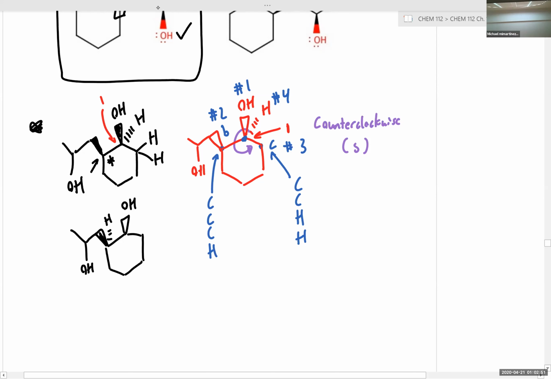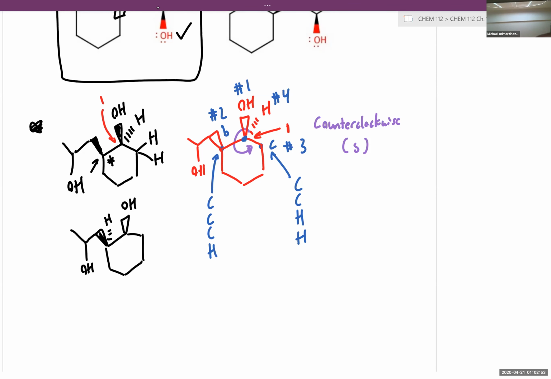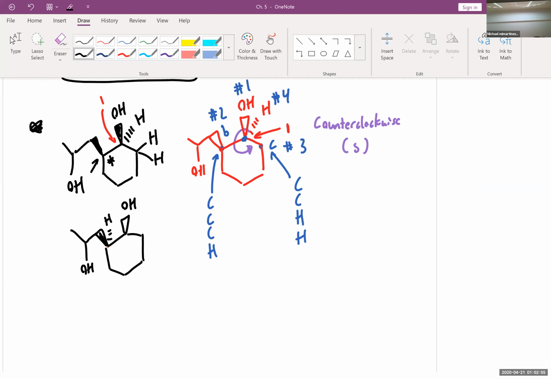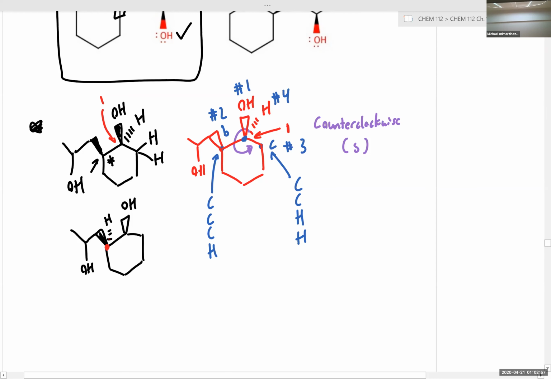Okay, so focusing now on our second stereocenter, let's identify our highest priority group. What's our highest priority group attached to our second stereocenter? So A, B, C. What's our highest priority group? A, B, or C?